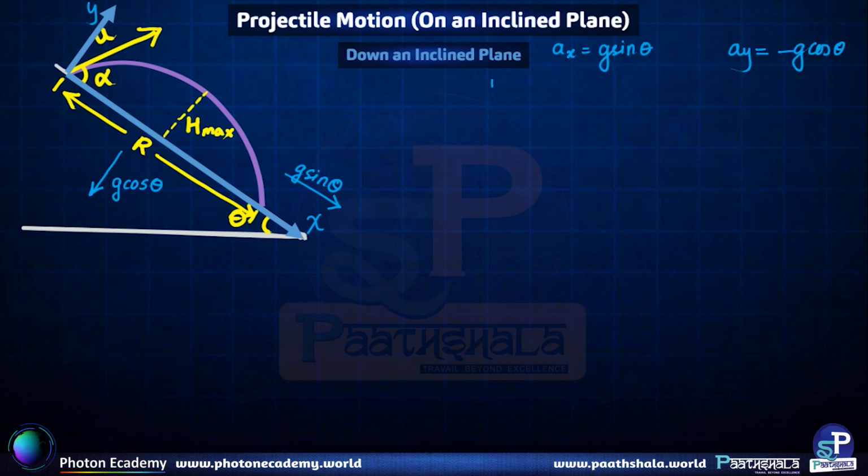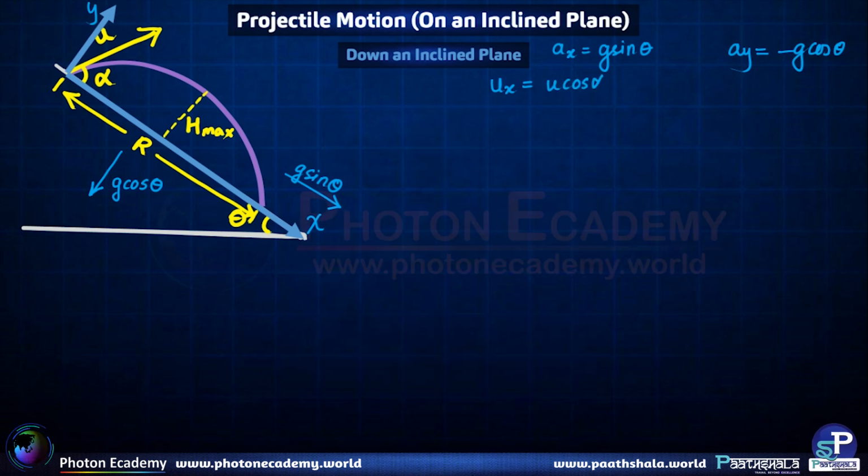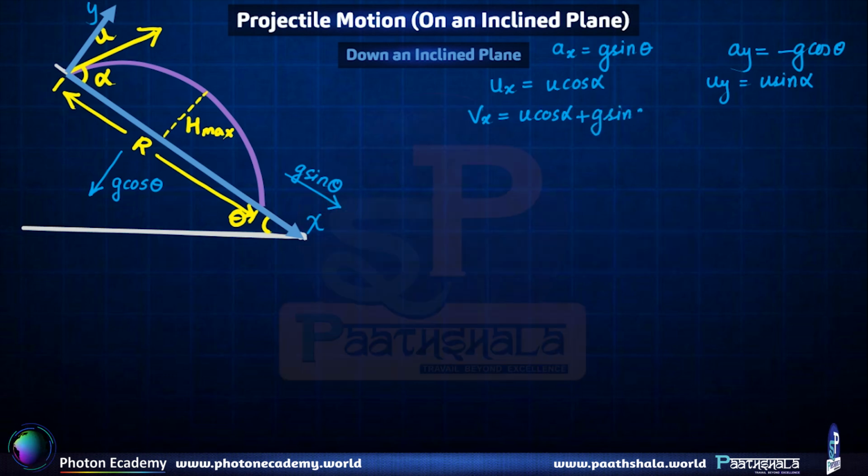Alright, so what is the initial velocity in the x direction? Ux happens to be equal to u cos alpha, isn't it? And uy happens to be equal to u sin alpha. What is Vx? Vx now happens to be equal to u cos alpha plus ax into t, that is plus g sin theta into t, and Vy happens to be equal to u sin alpha minus g cos theta t.